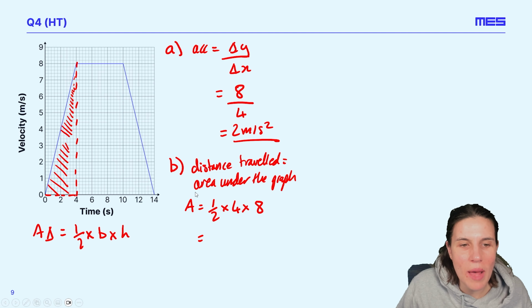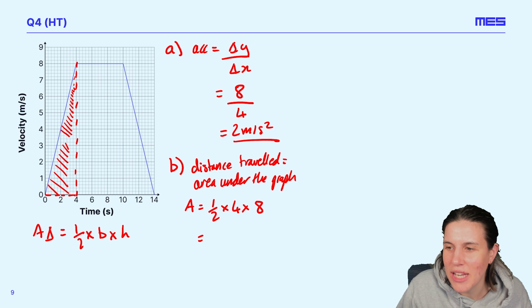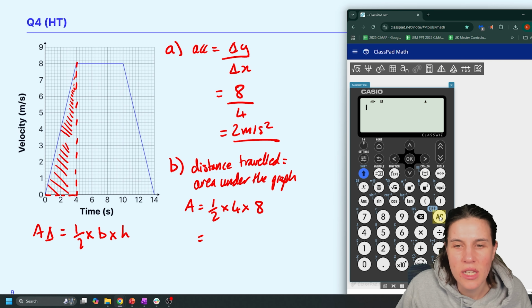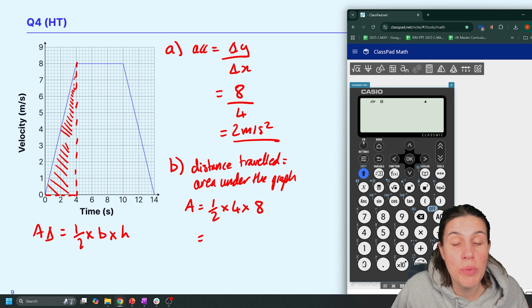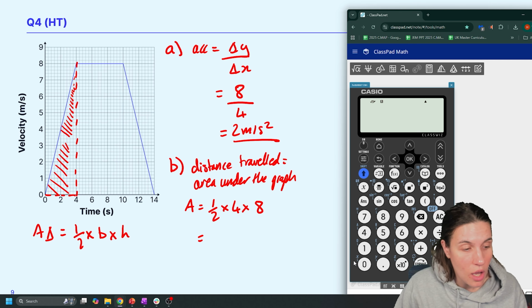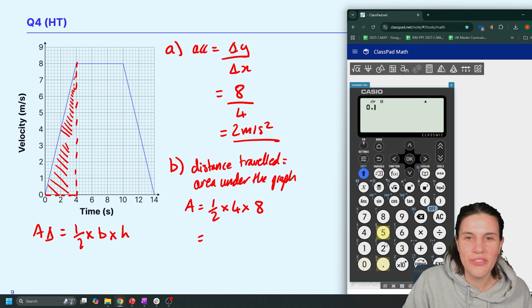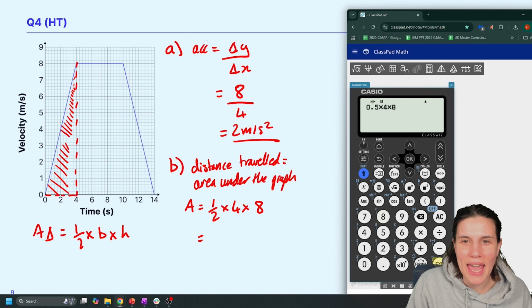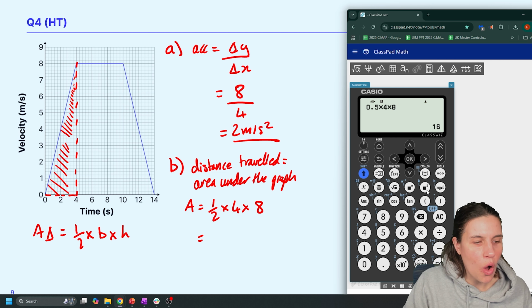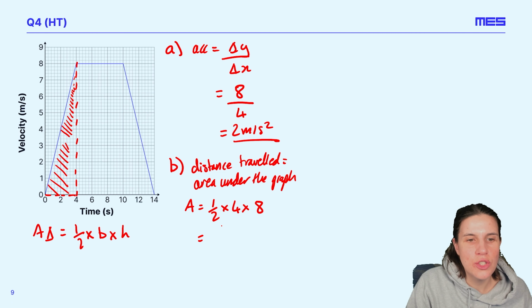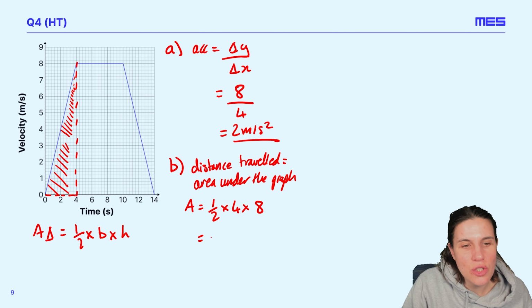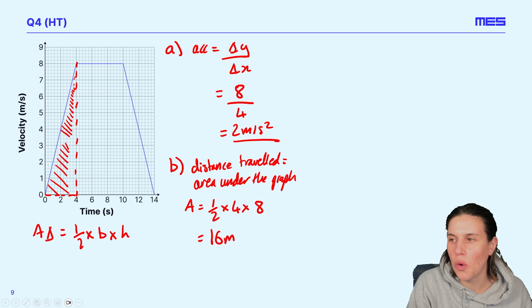Now, I'm going to grab my calculator, because although I can do this one in my head, I just want to check that I'm going to get my numbers correct. So I'm going to do half. You can put a half into your calculator, or I'm just going to put 0.5 into my calculator, multiply it by 4, multiply it by 8, and I get an answer of 16. So my distance travelled will be 16 meters between 0 to 4 seconds.